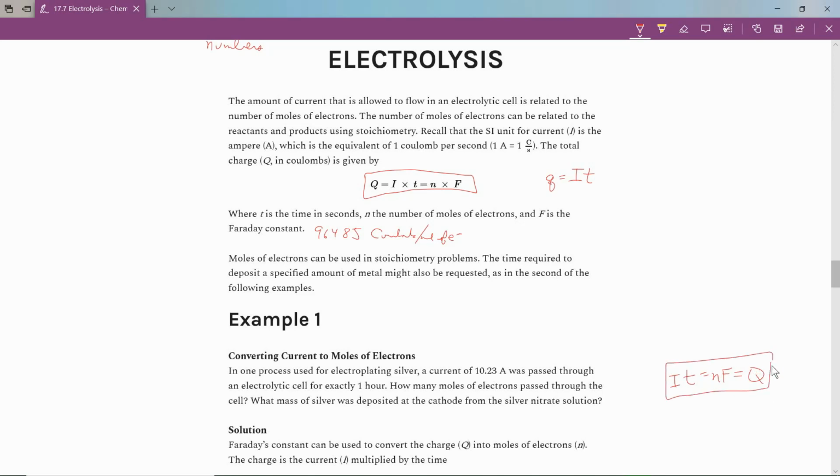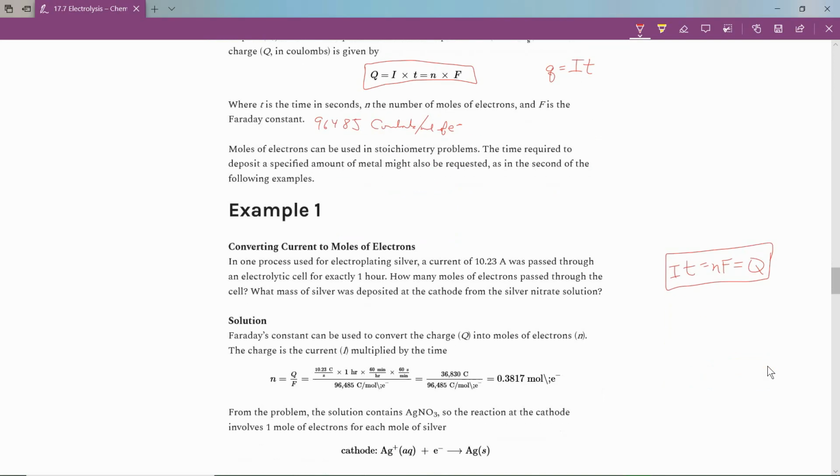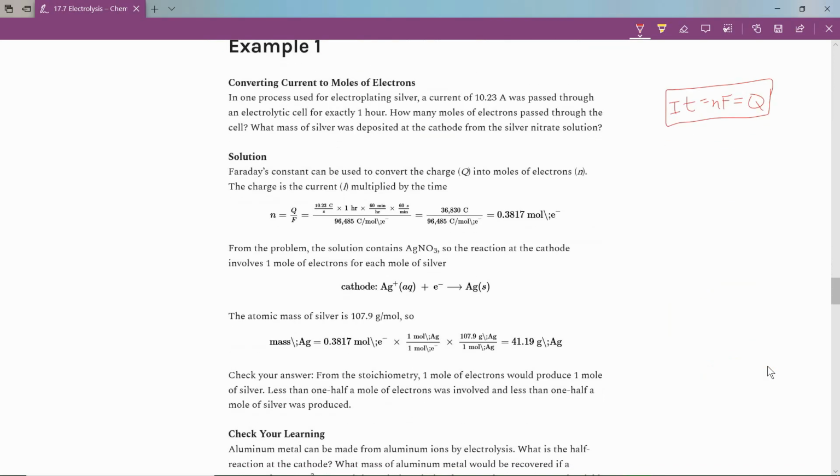These are our equations, and how does it work? In one process used for electroplating silver, a current of 10.23 amps was passed through an electrolytic cell for exactly 1 hour. How many moles of electrons passed through this cell, and what mass of silver was deposited on the cathode? Okay, so we want to start with the moles of electrons. So n equals Q over F.